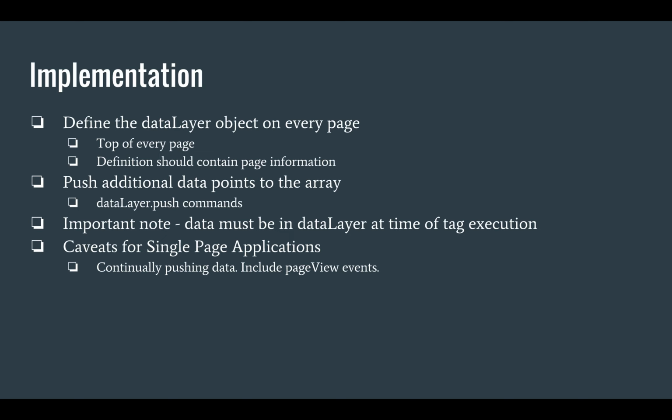So when implementing the data layer, what you're going to want to do in that case is, on each new virtual page, push in a new page view event. You're not going to want to redefine the data layer. If you redefine the data layer, that's the situation I mentioned, where everything that had been pushed there previously is going to be wiped out, and only that basic information that you're pushing in, or even an empty array, is going to be available there. So you just want to push in new page view events with the additional contextual information.